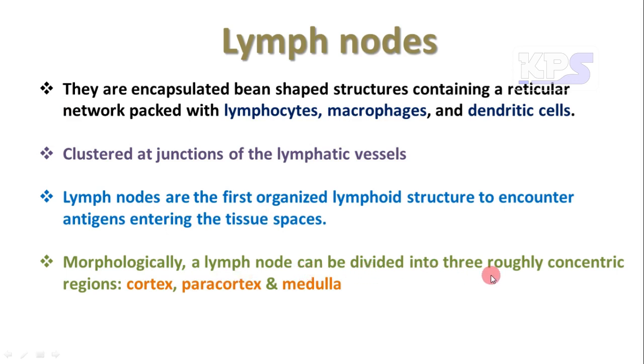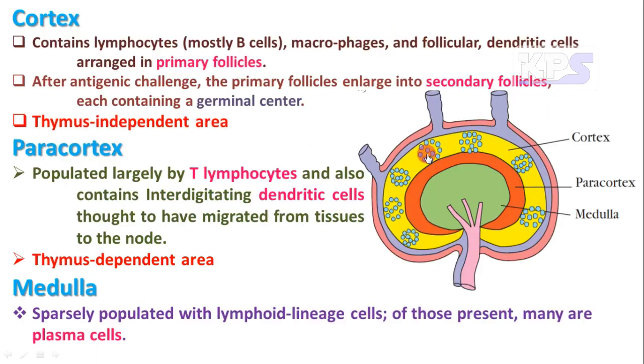Morphologically, lymph nodes can be divided into three roughly concentric regions, namely cortex, paracortex, and medulla. Here you can see in detail the structure of the lymph nodes. The outer region is called the cortex, the middle region is called the paracortex, and the innermost region is called the medulla.